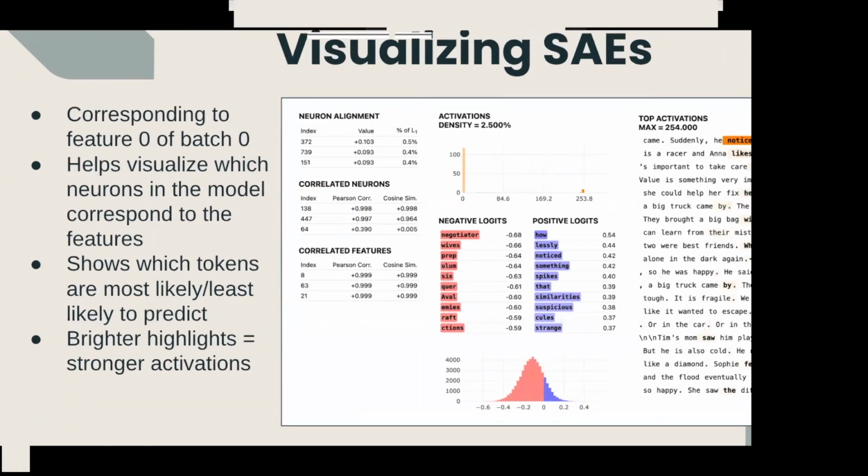All right, so this is a feature-centric visualization of what we explored, and this image is specifically for feature 0 of batch 0, one of the many learned features in our SAE. Each highlighted token in the sentence shows where the feature was strongly activated during inference. Brighter highlights mean stronger activation, so we can interpret what kinds of patterns or context this feature is detecting. Visualizations like this help us better understand which neurons in the original model are being captured by the SAE and how these neurons respond to different features and tokens.